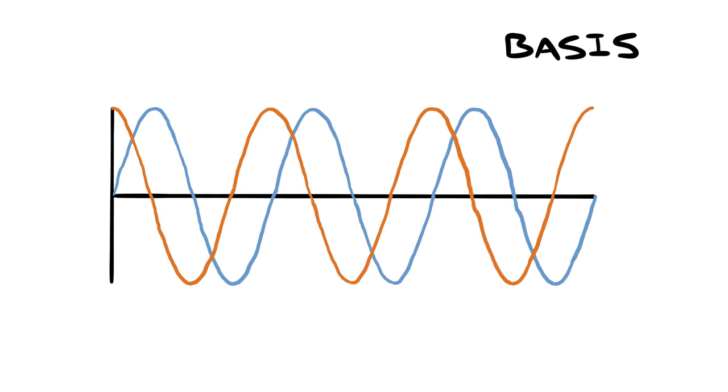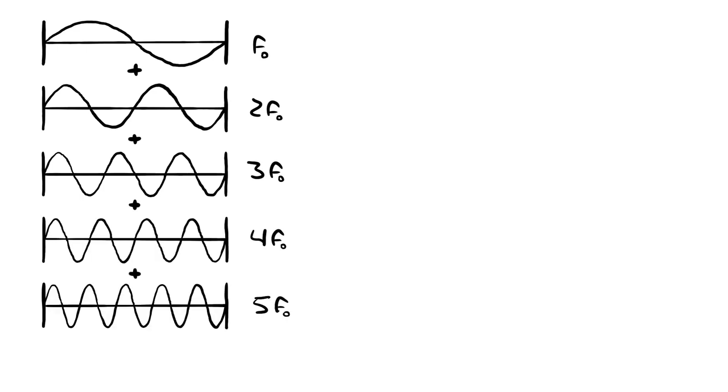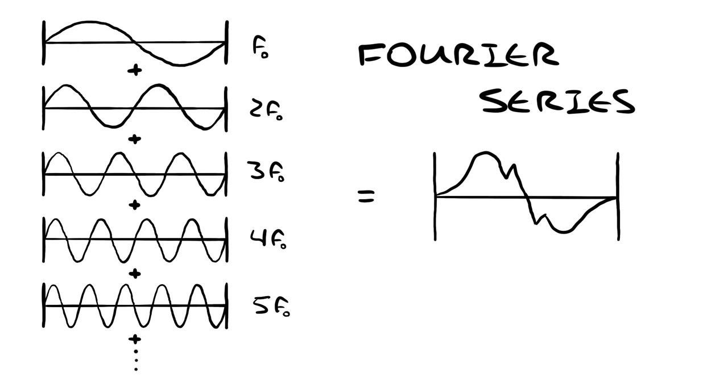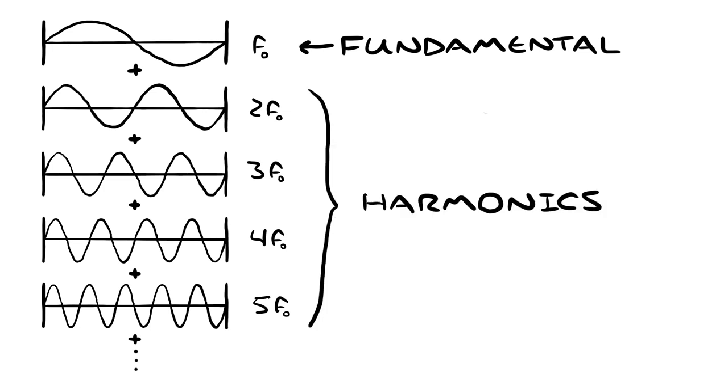What I mean by that is, if we take a bunch of sines and cosines, all with frequencies in integer ratios of each other, then we can add them all together to get any periodic function. This is called the Fourier series, and along with its close relative, the Fourier transform, it's one of the most important mathematical methods in science and engineering. We often call the wave with the lowest frequency the fundamental, and waves with frequencies of the fundamental times 2, times 3, times 4 are called harmonics.